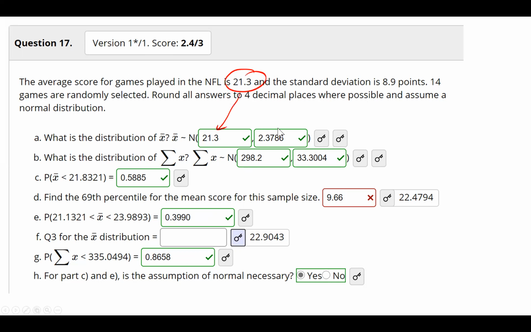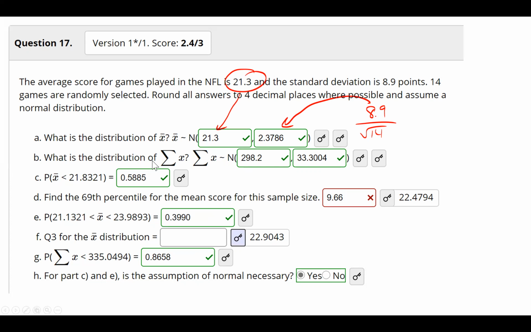2.3786. Where does that come from? It comes from this again here. So the standard deviation of the population divided by the square root of the sample size. So square root of 14, punch that in, and you get yourself that right there.